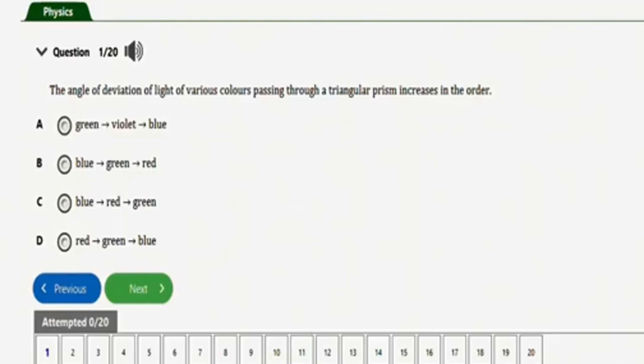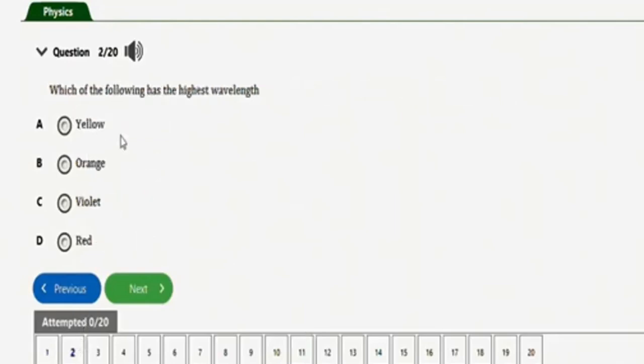Alright, so the next repeated question will be this one. It says, which of the following has the highest wavelength? We have yellow, orange, violet, red. So the correct option is option D, which is red. Alright, the next repeated question will be this one. It says, the colors seen in soap bubbles are due to, we have diffraction, dispersion, refraction, interference. Correct option is option D, which is by interference.